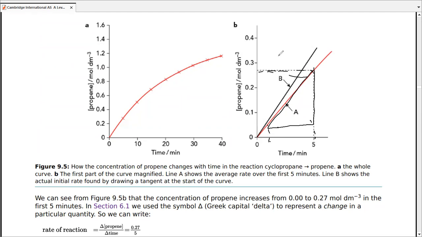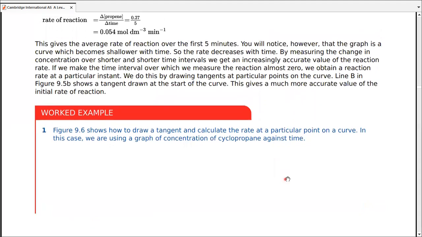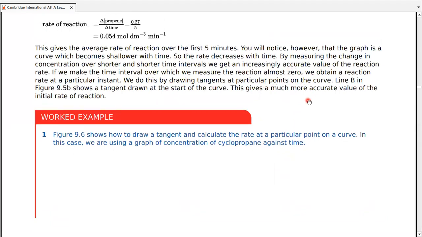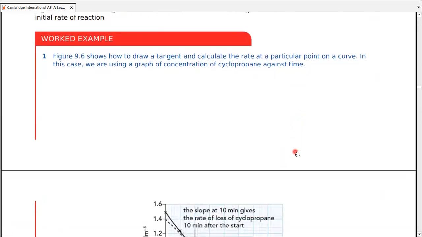Okay. So the triangles are going to be the same for the average and the instantaneous, but in instantaneous, sorry, you start with a tangent. In average, you don't. That's the difference right there. Let's go for a worked example.